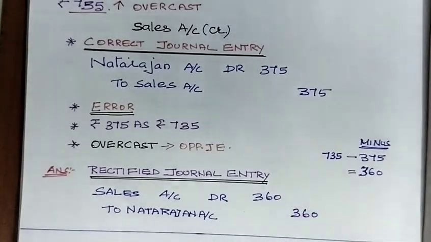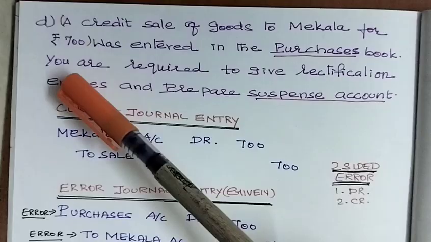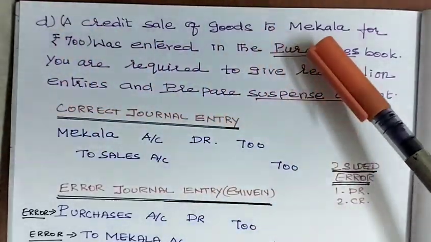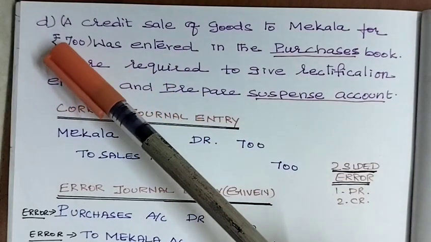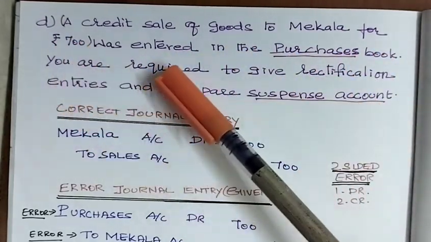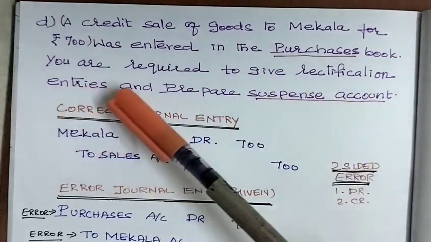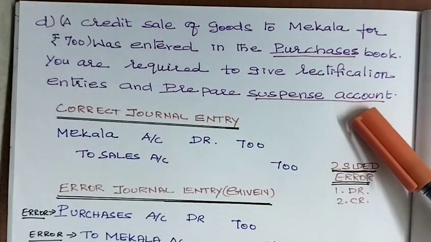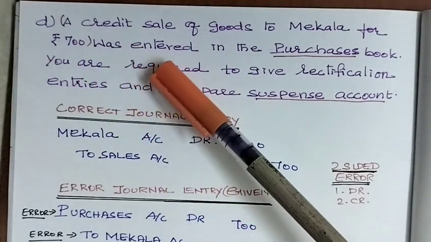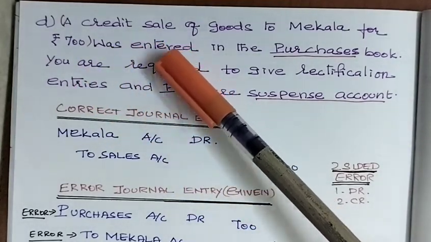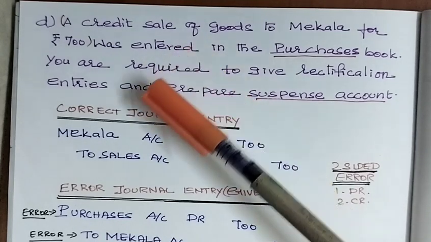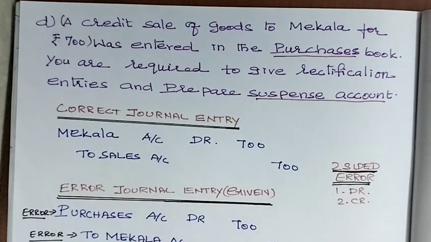The next transaction is a credit sale of goods to Mekala for rupees 700 was entered in the purchases book. You are required to give the rectification entries and prepare the suspense account. Read the transaction twice or thrice, then only you can easily understand, find the error and rectify the error.